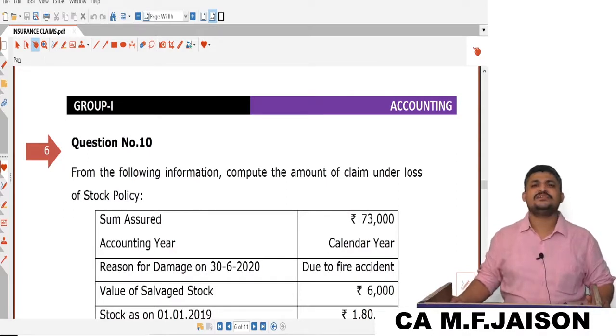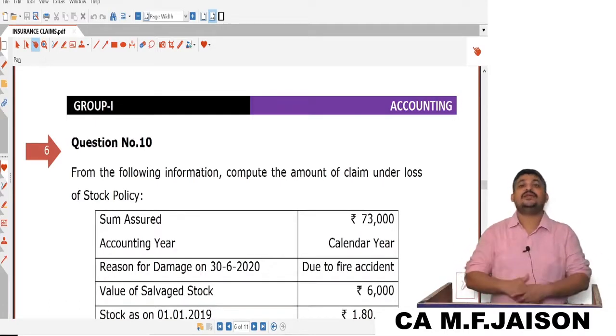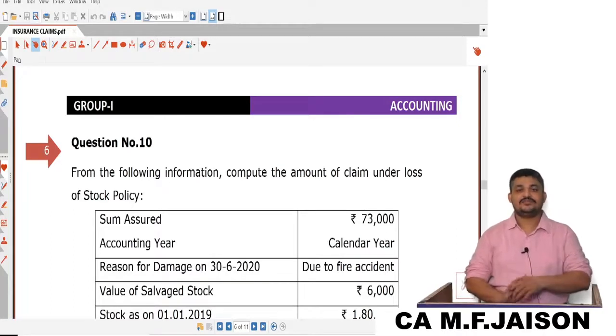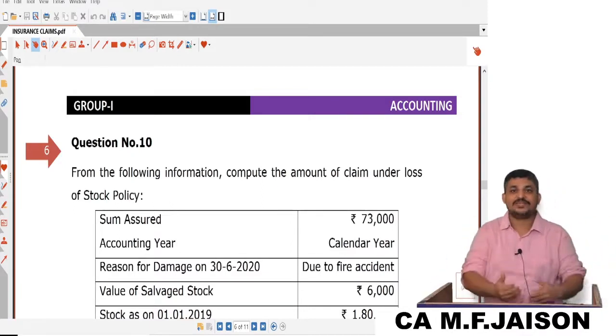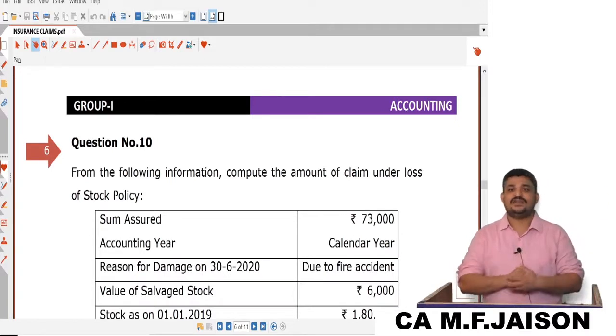Sir, my profit is different, sir. In the column, if I do one method, I get a different profit; if I do another method, I get a different profit. Profit is first of all not the answer there. What is the answer? Stock on the date of hire. So you are having different profits because it is a worksheet, my dear friends. It's not the real profit you are reporting to the insurance company.